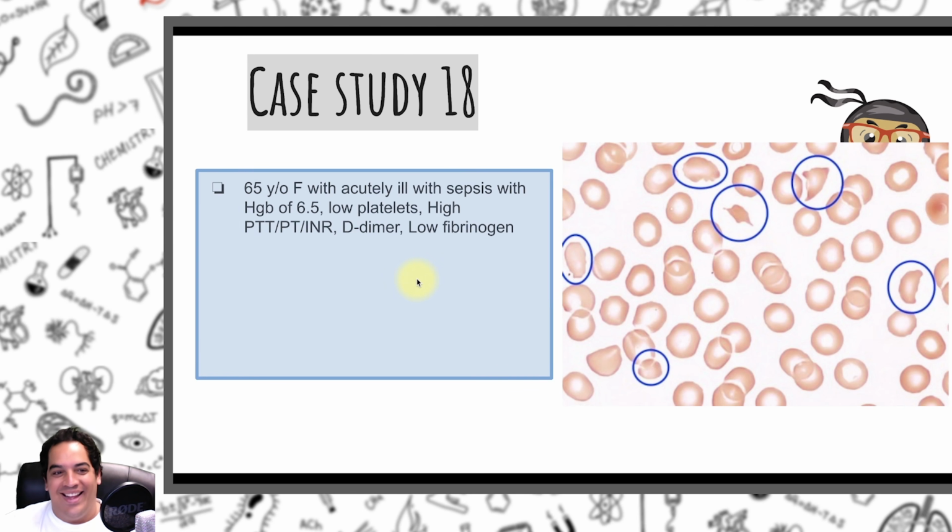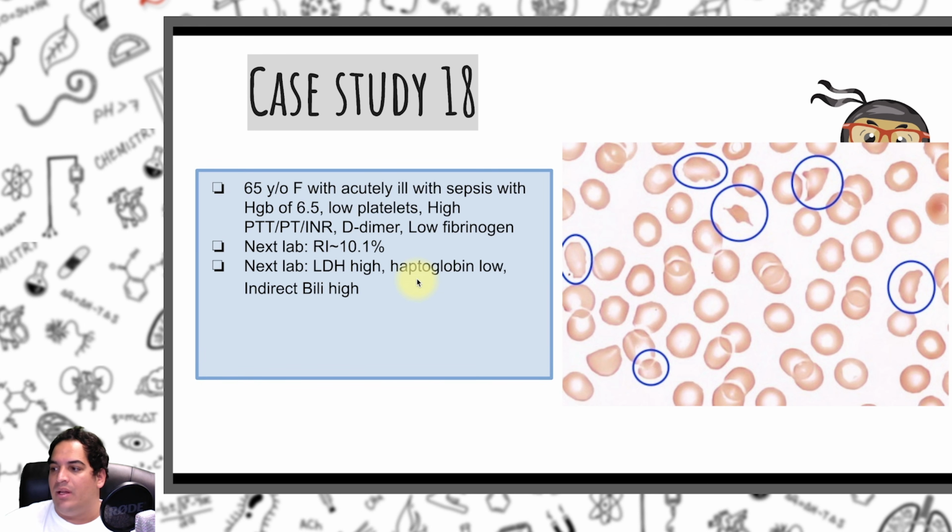All right. 65-year-old female who's acutely ill, has sepsis, hemoglobin 6.5, has low platelets or thrombocytopenia. You also have other labs like a high PTT, a PT/INR, a D-dimer, and then they also have a low fibrinogen. Again, what do I always have to check? They're anemic. Check a retic. Retic's 10.1. There's an increased destruction or loss. How do I know which one? Hemolytic labs. They're elevated. Is it autoimmune? Check a DAT. It's negative.